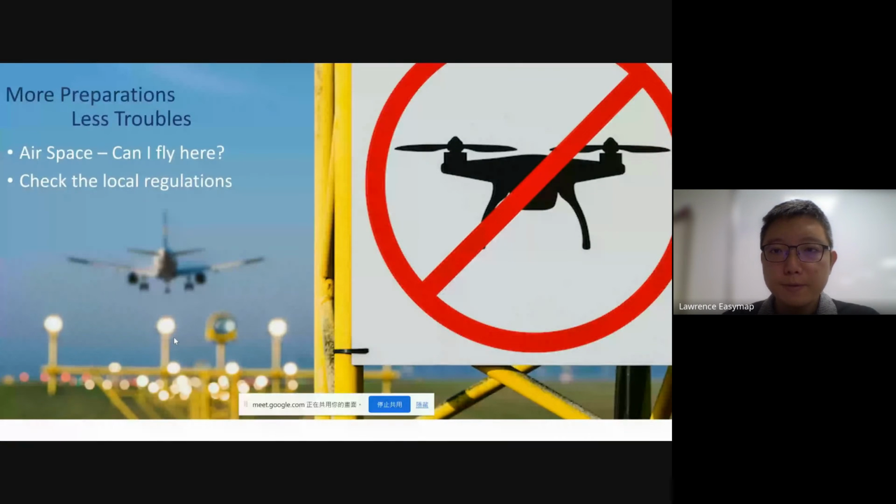Because we have a lot of different airspace, and some areas are very close to dangerous air zones, for example the airport or military areas. These are a very high hazard to the airplanes nearby. So you need to check, understand where you are flying, and take precautionary measures. And of course, you need to check the local regulations.